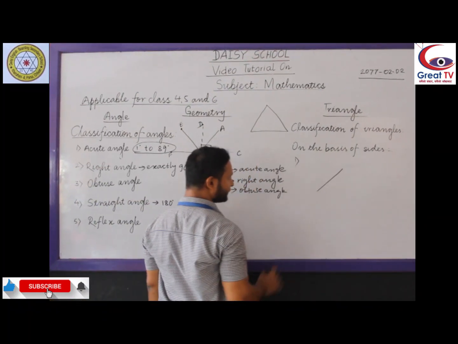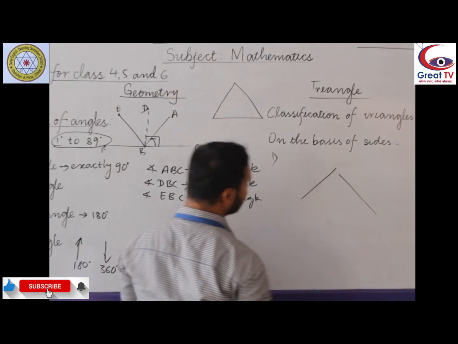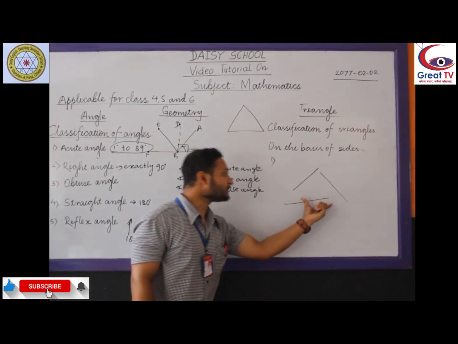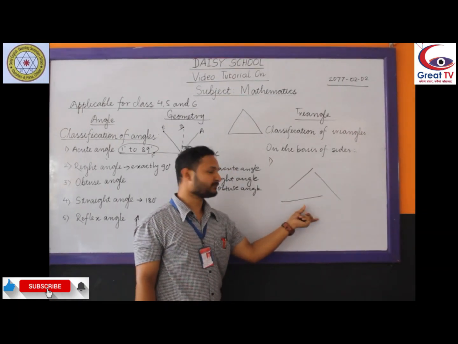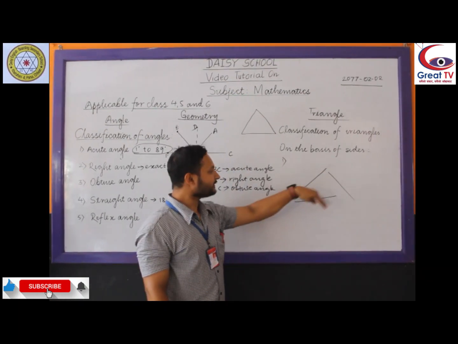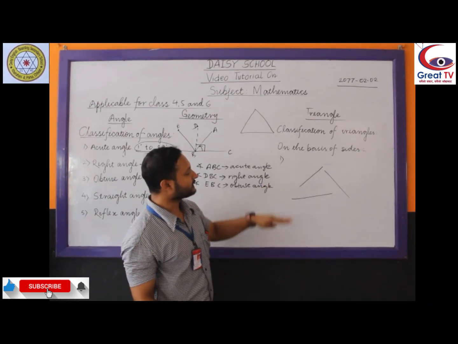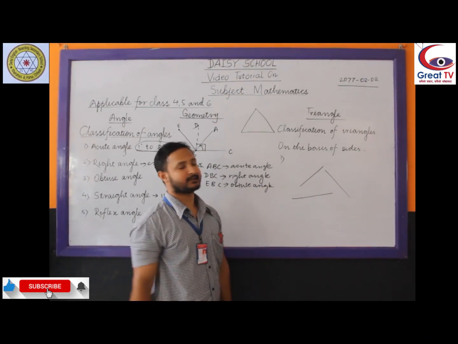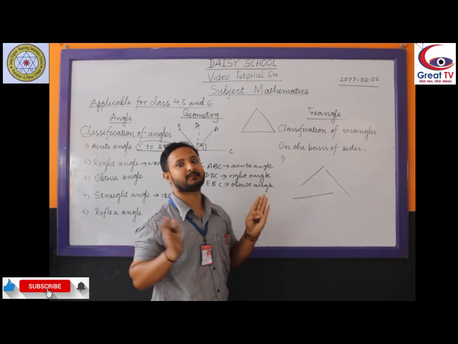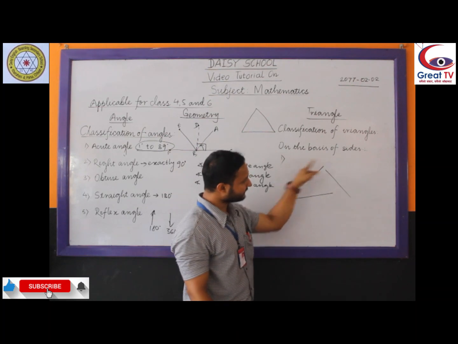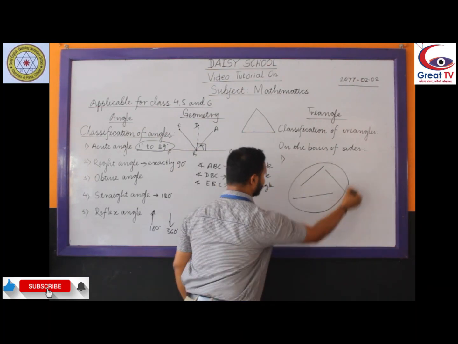Look here. This is one line, this is another line, and this is another line. There are also three different line segments. But this figure is not a triangle because they are not connected to each other, they are not enclosed, they are not bounded, okay? They are separate. That's why this figure is not a triangle.